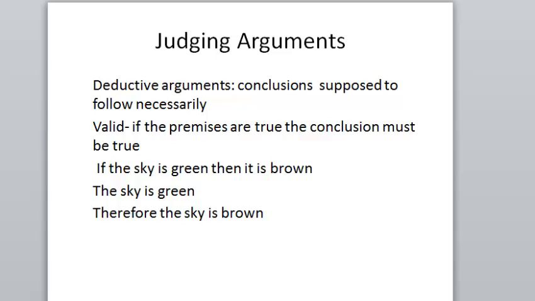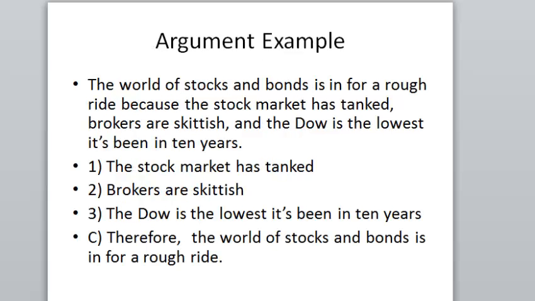So judging arguments. The previous argument that we just addressed was not deductively certain. For one thing, all of these premises could be true, and it could still be false that the world of stocks and bonds is in for a rough ride, right? So that statement could be false. All of these other things could be the case, and it could still be the case that the stock market does amazingly and has a smooth upward trajectory, right? So it's not a certain sort of argument.